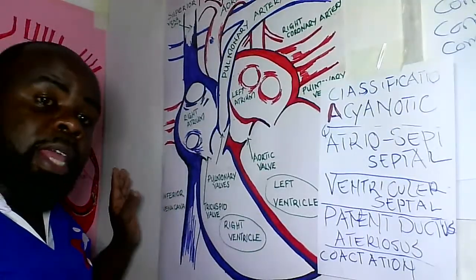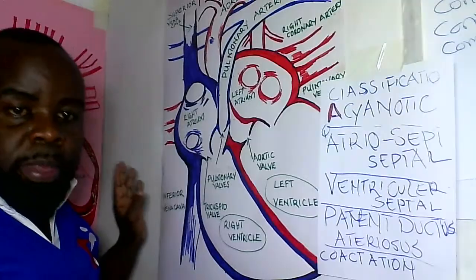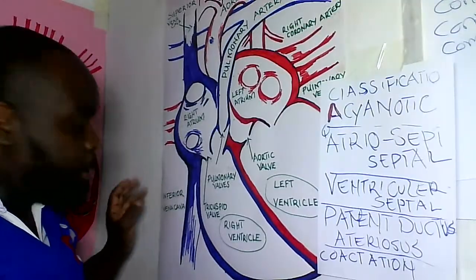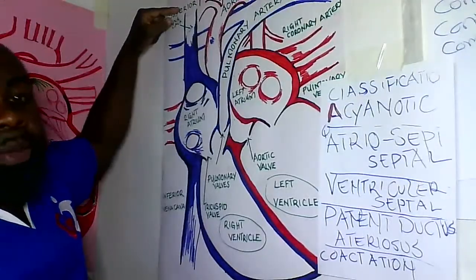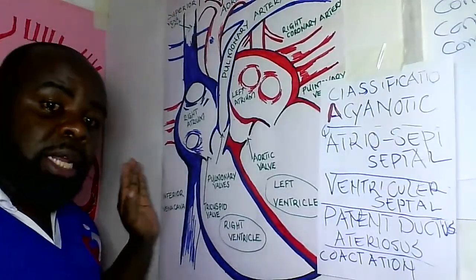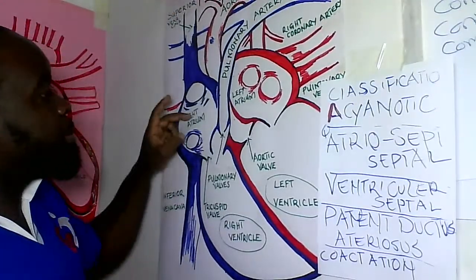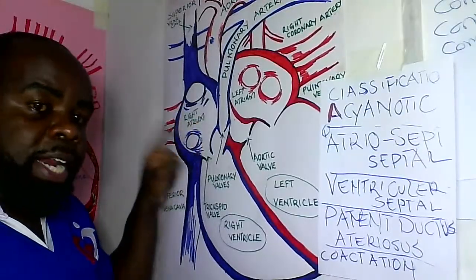Is from the umbilical blood flow. From the umbilical, blood flows to the vena cava. You see, we have superior and inferior. I'm saying this is the normal blood flow. And then it comes to the right atrium.